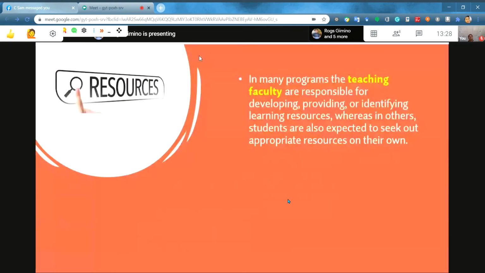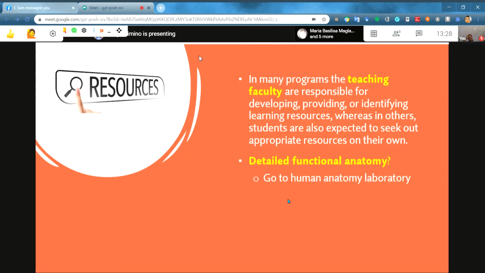So in many programs, the teaching faculty are responsible for developing, providing, or identifying learning resources, whereas in others, students are also expected to seek out and appropriate resources on their own. So if you want functional anatomy, students can go to the human laboratory. The resources, for example, are bones, skeletons. Then in other schools there are cadavers, for learning functional anatomy.